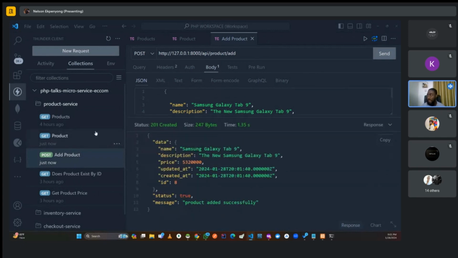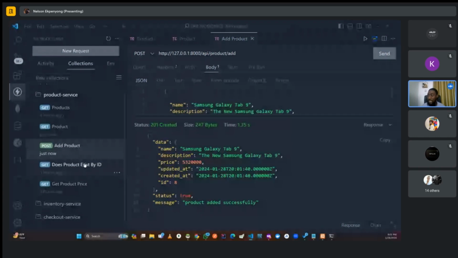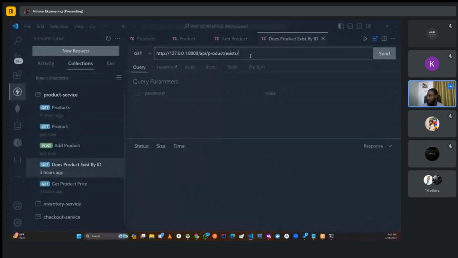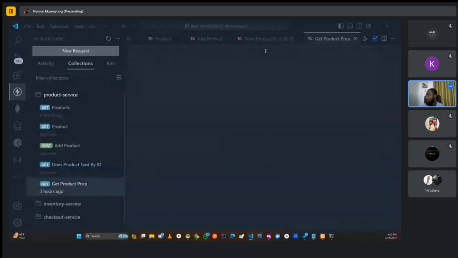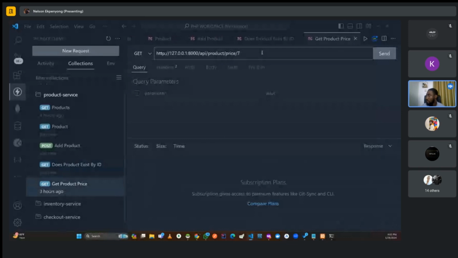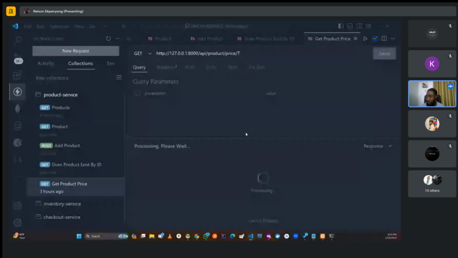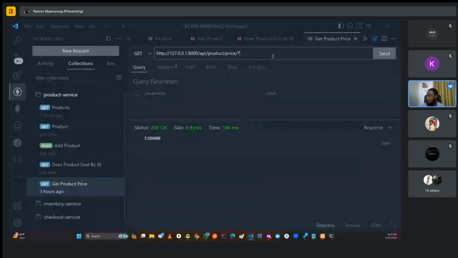Great. So let's find out if the product exists. Does product exist? Remember that endpoint. Does product exist? Yes, it returns 1. For 8 it returns 1, right? It's a boolean. Okay. So let's get the product price of 7. This is our G-Wagon, remember? Let's get the product price of 8.